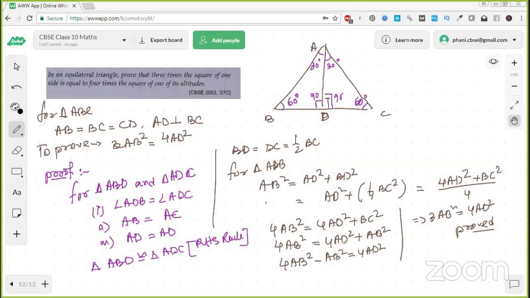Why can we write AB in place of BC? Because it is an equilateral triangle, all the sides are equal. So in place of BC, we can write AB because all the sides are equal. So that's about everything in the triangles portion. Next, we'll start with the new.